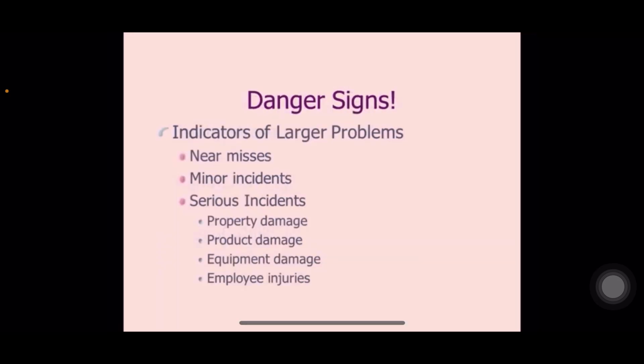These are the danger signs that indicate the larger problem, meaning to say the worst consequence once the accident happened. The consequence of the accident that might lead to the worst cases. Okay, so the first one, near misses. Second, minor incidents, and the third one, serious incidents. For example, property damage, product damage, equipment damage, and employees' injuries.